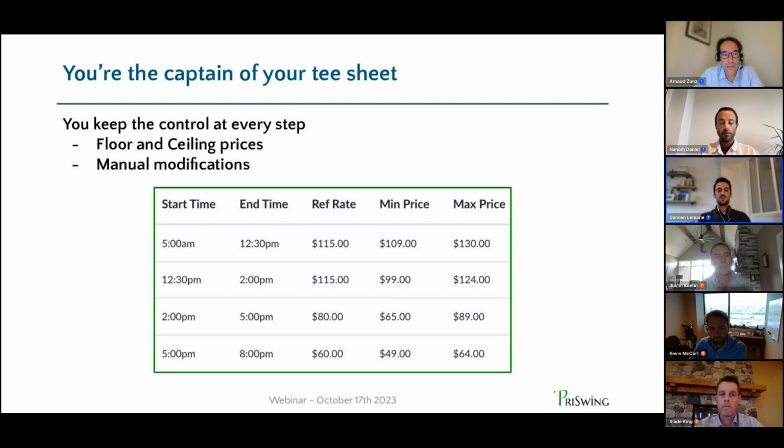Now, one thing very important is if you want to go full dynamic pricing, you are still the captain of your T-sheet and you keep the control at every step. Without you, the machine cannot do its job. So you need to define some floor and ceiling prices that could be per season, per day of week, per hour. You can do some manual modifications of your prices at any given time. So really, you can be on autopilot and have dynamic pricing updated every hour, for example, but you keep the control. You know what the algorithm will do because you set it up correctly at the beginning.